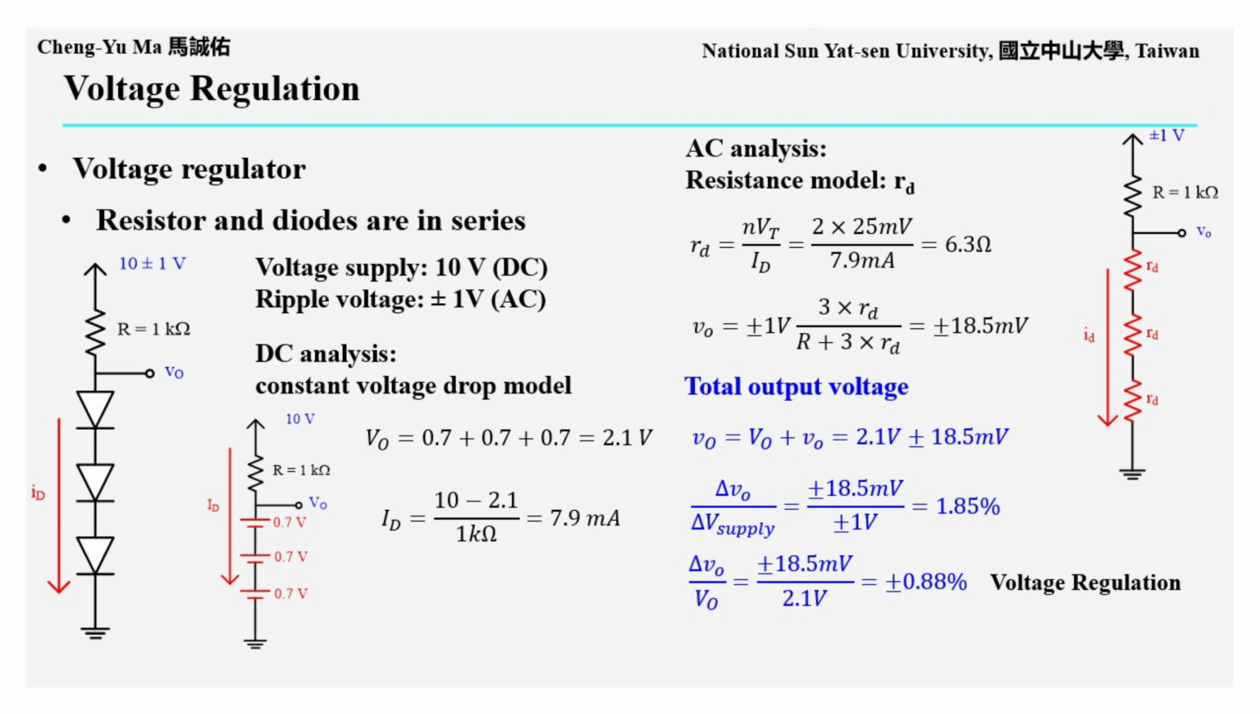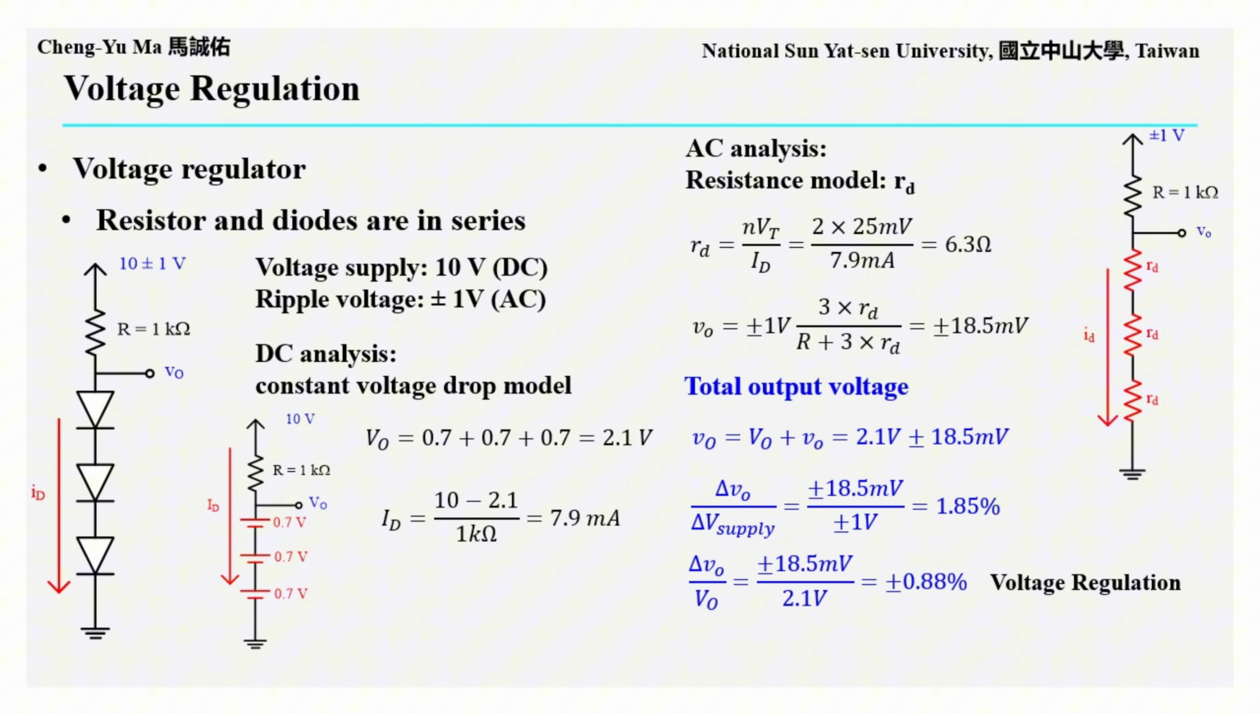Finally, the total output voltage is the DC output voltage plus the AC output variation. Therefore, VO is about 2.1 volts plus or minus 18.5 millivolts. The original power supply has plus or minus 1 volt of instability, but only plus or minus 18.5 millivolts appears at the output. That means only 1.85% of the supply fluctuation is transferred to the output. Compared with the 2.1 volt DC output, this 18.5 millivolt variation is only about 0.88%.